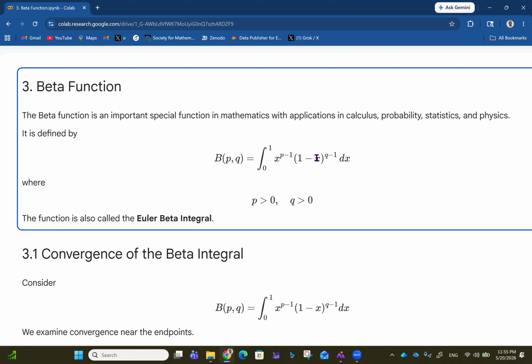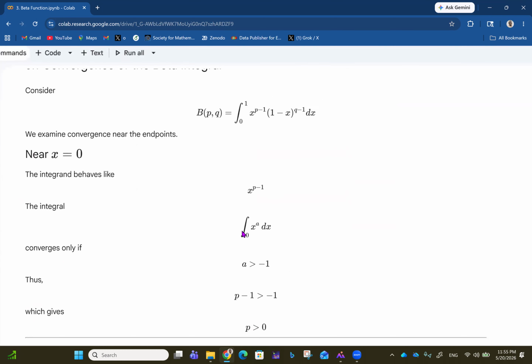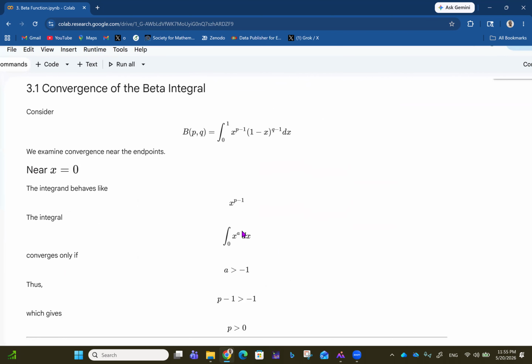It gives a kind of sense of the binomial theorem or something like that, where you have x times 1 minus x, so x raised to some power and 1 minus x raised to some power. Here p and q are both positive, both greater than 0. This function is also called the Euler beta integral. For the gamma function, we had the Euler gamma integral, right? So this is the Euler beta integral. Now we go straight to the convergence of the beta integral.